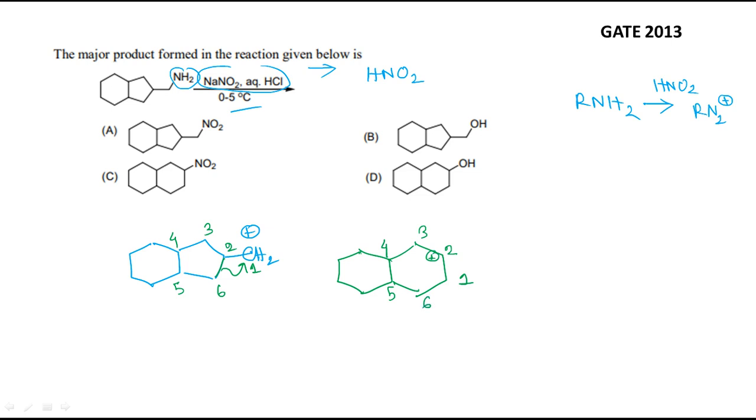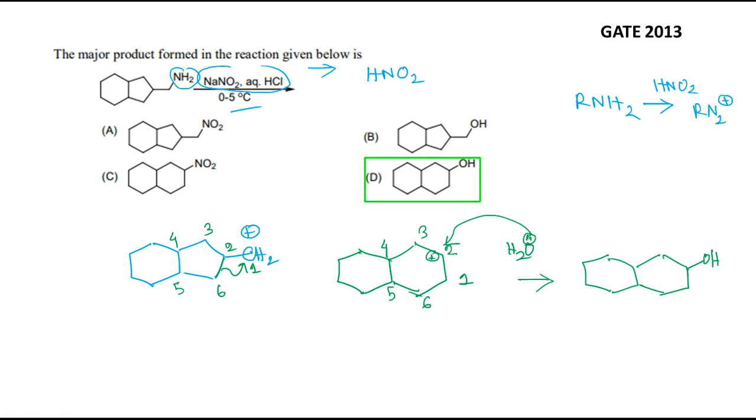So this is 6. So finally, as it is aqueous HCl, there will be water and water will be attacking at this position. So finally what you are getting? You are getting an OH group at this position, right? So which structure will be correct? Option D is the correct option. Okay.